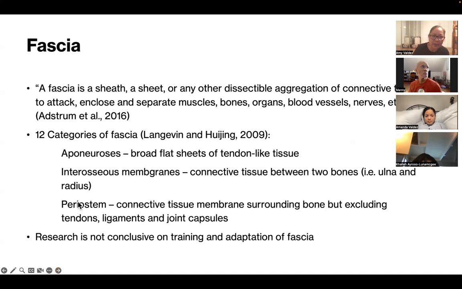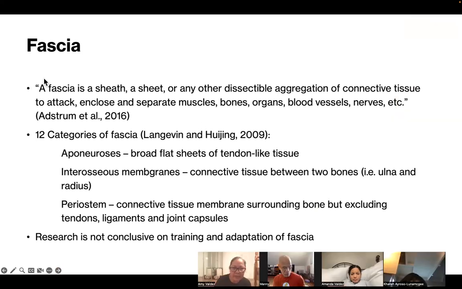Okay. Fascia. Like I said, Jules Mitchell does not go very deep into fascia. She only put two pages in it. So I'm just giving you kind of a recap of that.